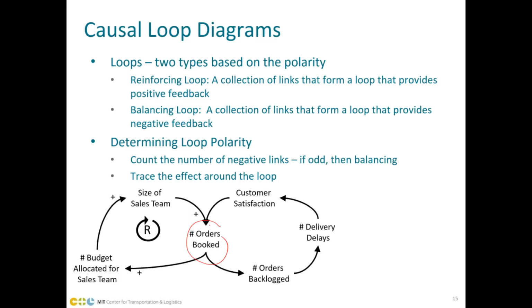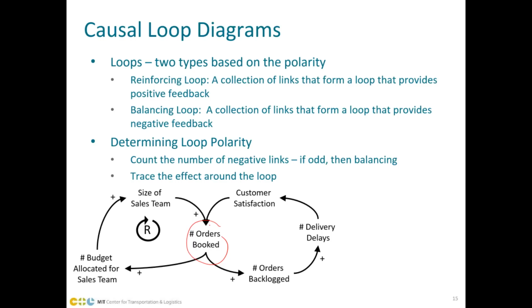But there's a loop on the right-hand side too. So as my number of orders booked increases, that's also going to increase the number of orders that are backlogged, right? The more I have, the more probability I'll have of backlogged orders. Now, the more backlogged orders I have, the higher the number of delivery delays I'm going to have. So that's another positive link.